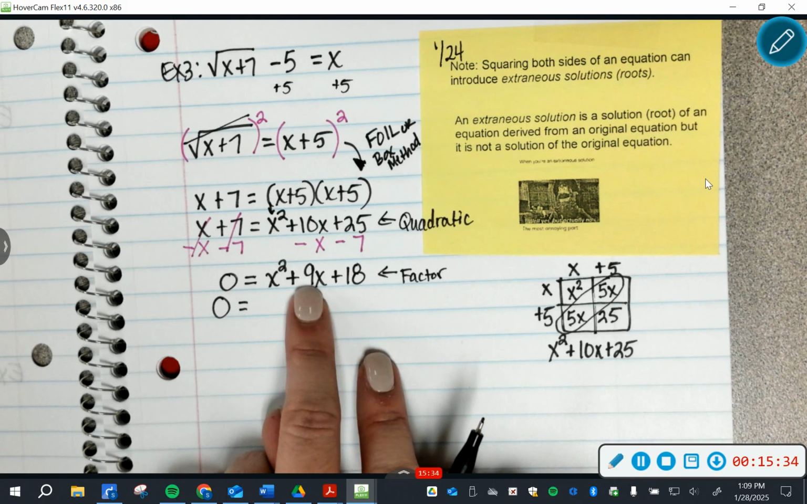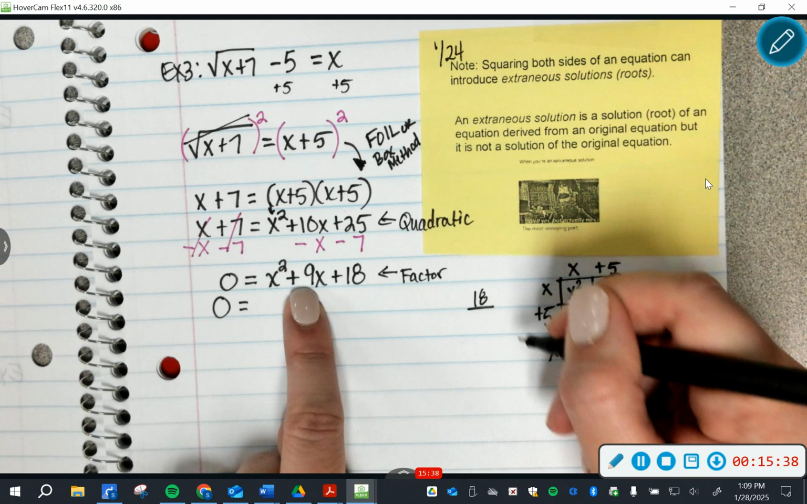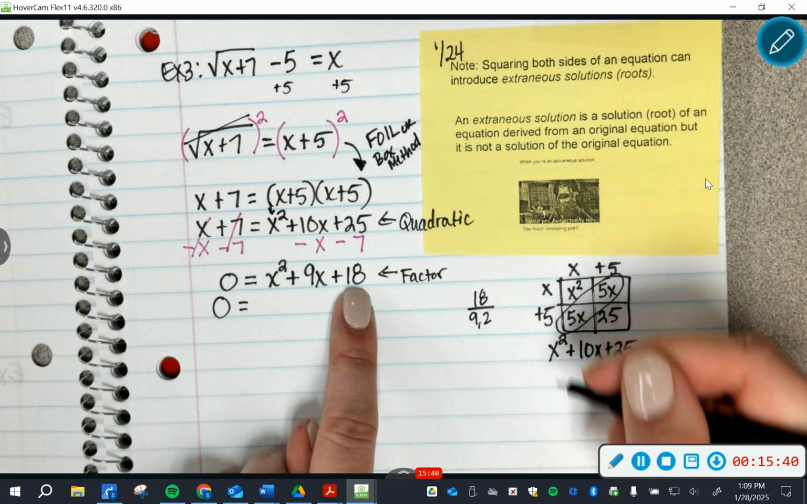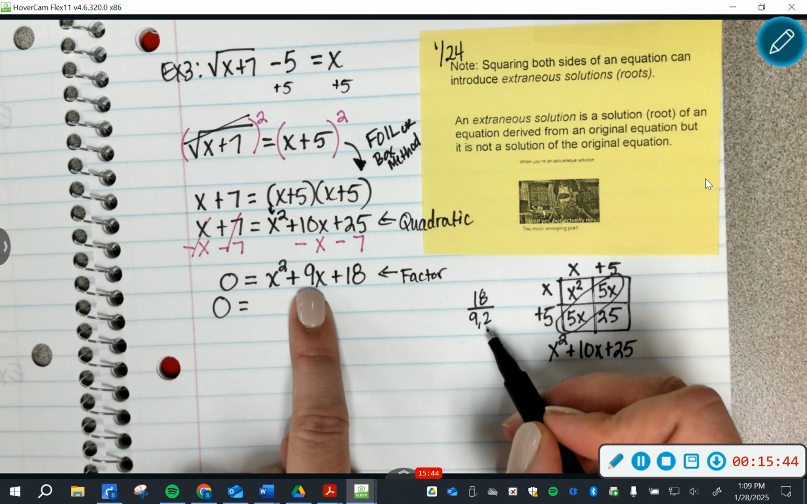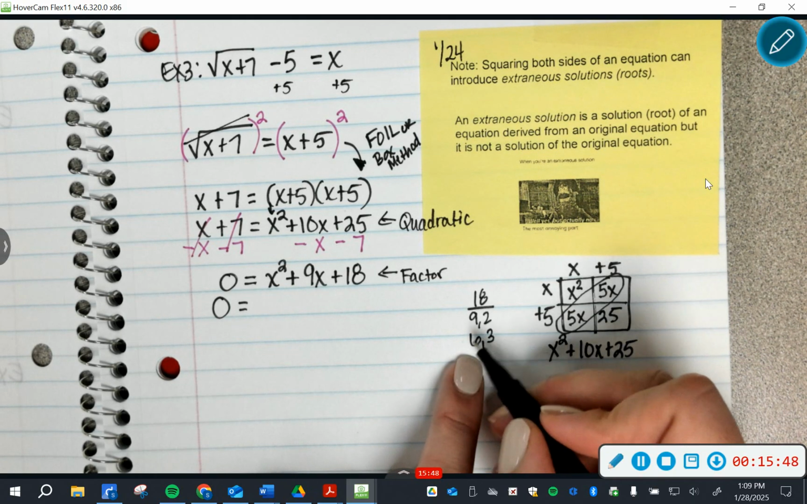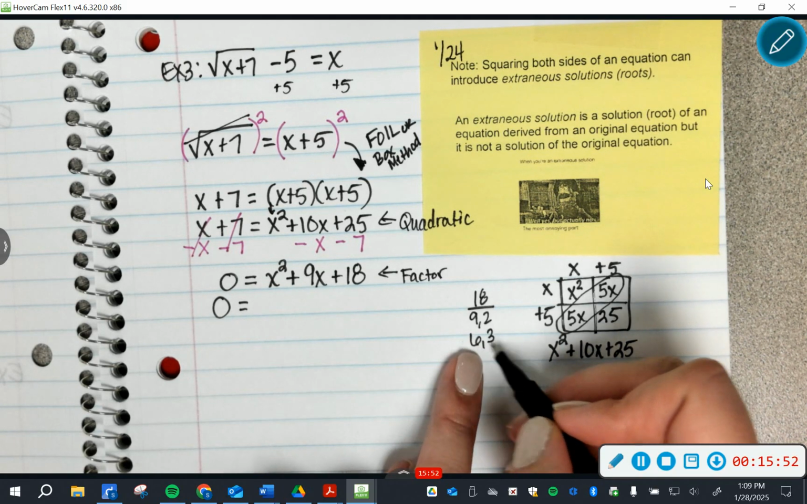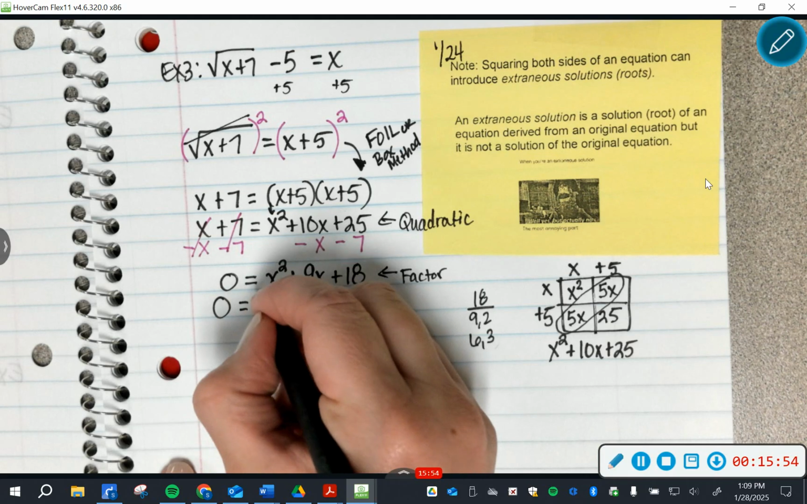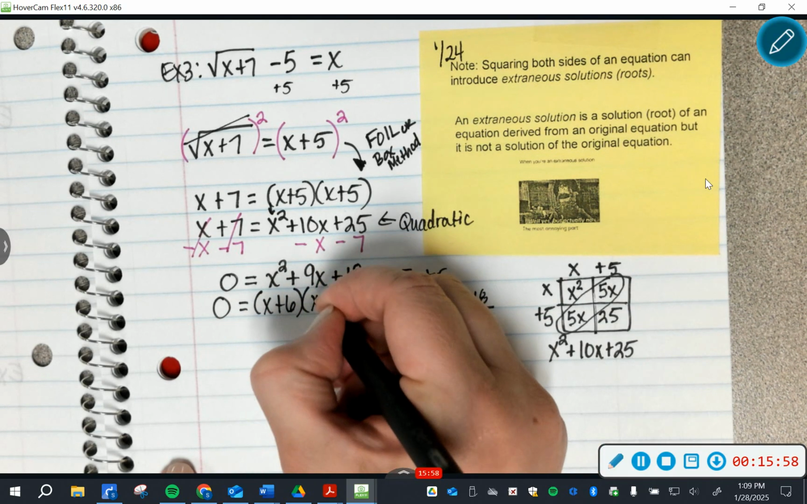Factors of 18 that add up to 9. So 9 times 2 is 18. Is 9 plus 2 equal to 9? No. 6 times 3 makes 18. Is 6 plus 3 equal to 9? Yes. So these are the numbers that we use in our factors. So x plus 6 times x plus 3.